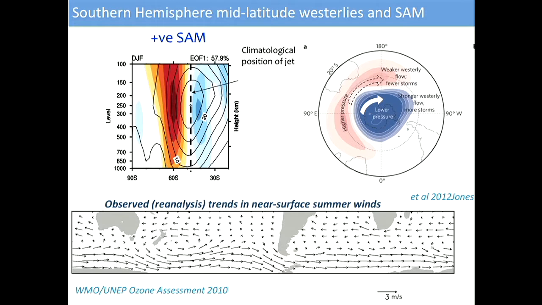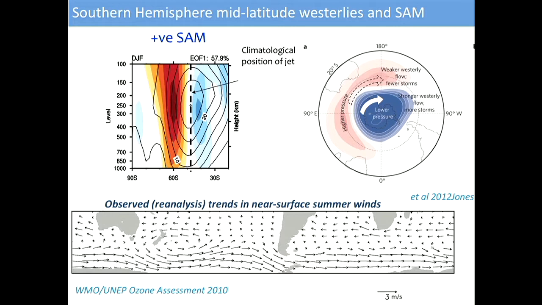And the SAM, so this is depicting a positive SAM position. The colours are showing a positive SAM, which is a shift poleward of the jet. And so you get increased winds here and decreased winds there if you shift poleward by a few degrees.